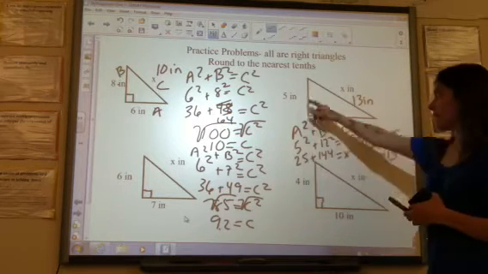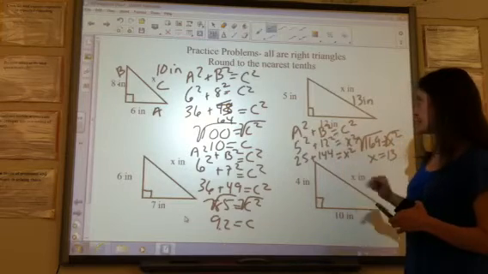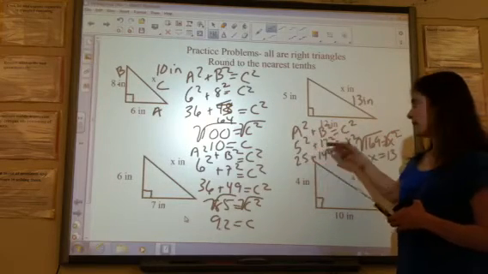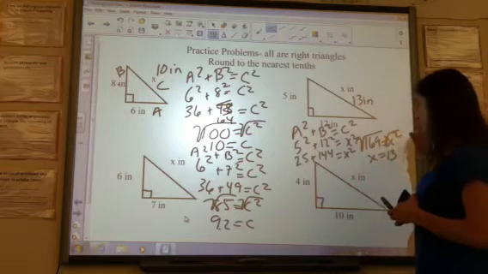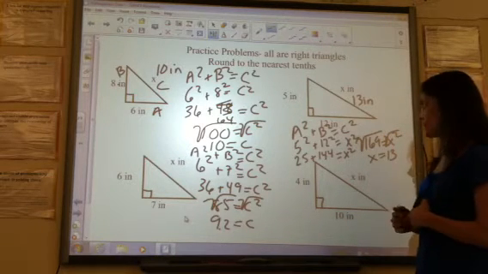So if I went too fast there, I plugged 5 in for A and 12 in for B. Squared 5, got 25. Squared 12, got 144. Added them together, 169. The square root of 169 is 13.